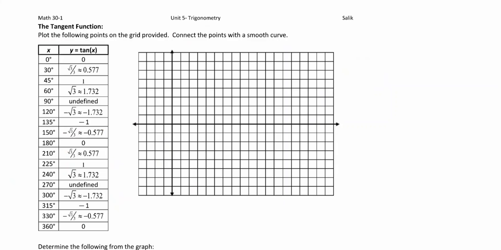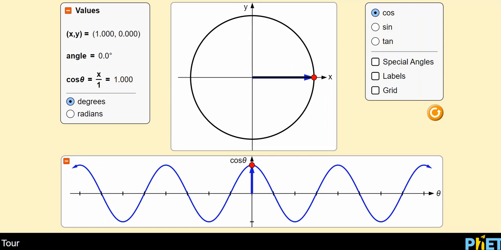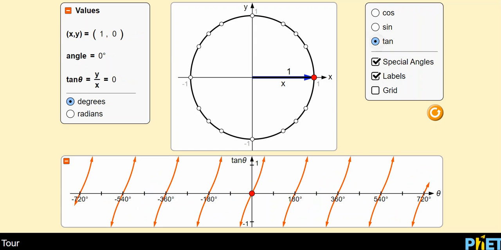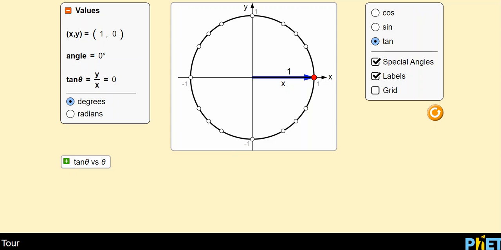Okay, last graph here. Now we've got the tangent function. So again, let's go to that trig explorer. Back here, I'll turn back on my special angles and my labels. This time we're going to switch over to the tan graph. I don't want to give it away yet.